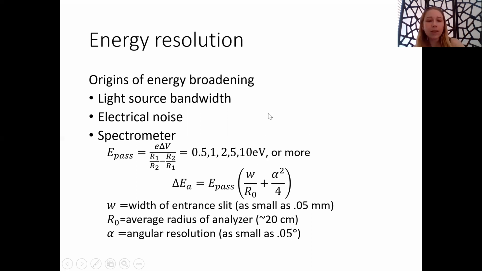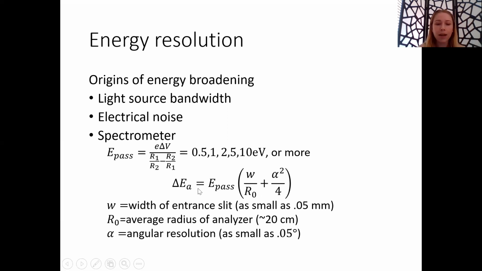So typically with higher photon energies, you'll end up using higher pass energy. So what the pass energy actually is, it is this equation, and ultimately it is related to the potential difference between the two plates of your hemispherical analyzer. And then in the denominator, it has some term that involves the radii of your two hemispheres. So then the energy resolution is related to the pass energy via this equation, where W is the width of the entrance slit. So that is also something that you can control in the experiment.